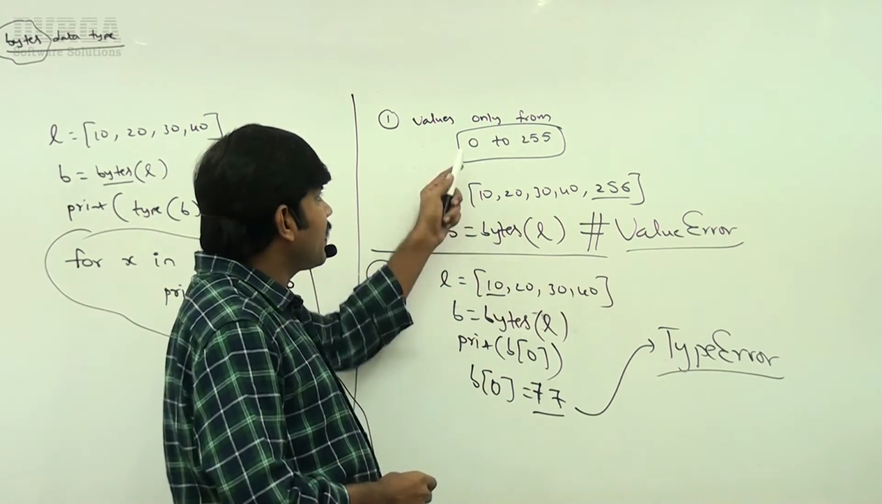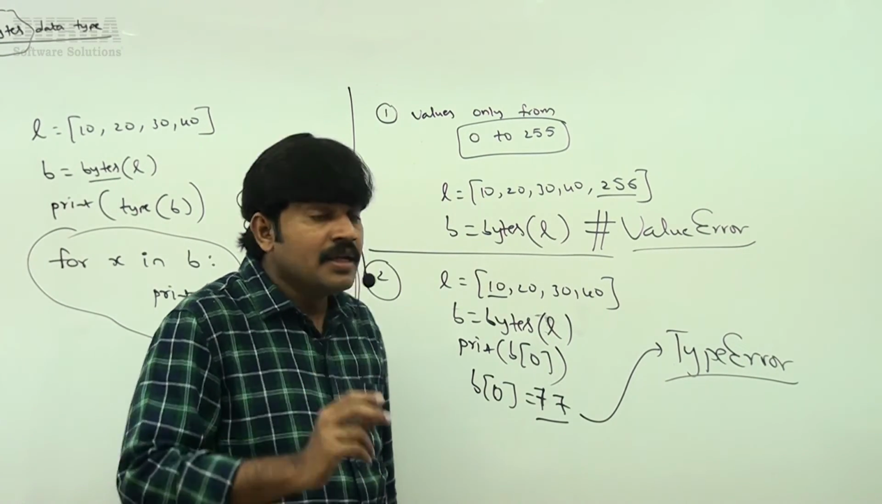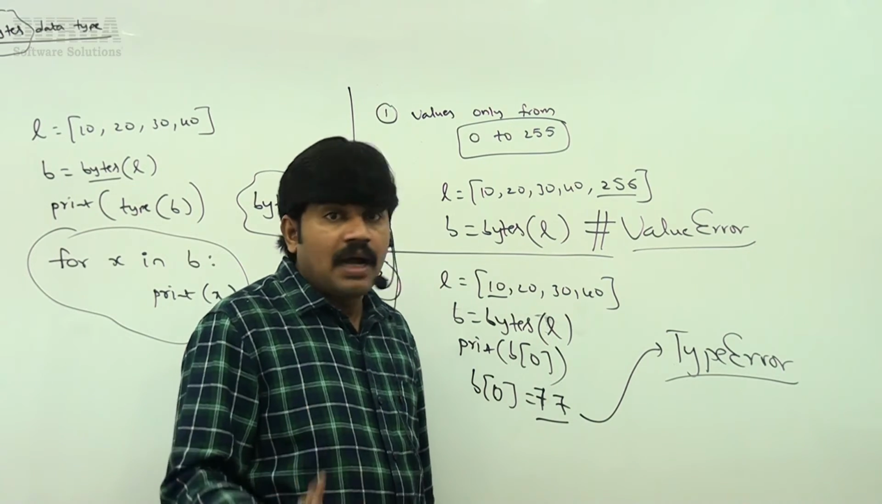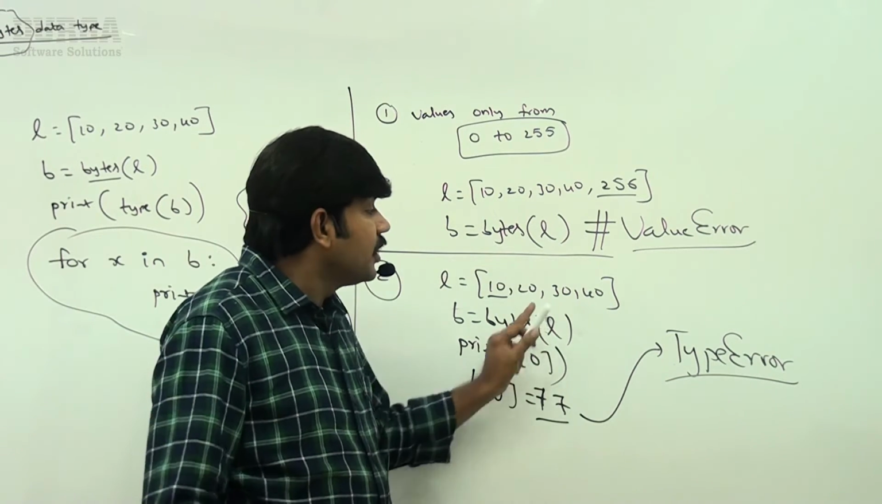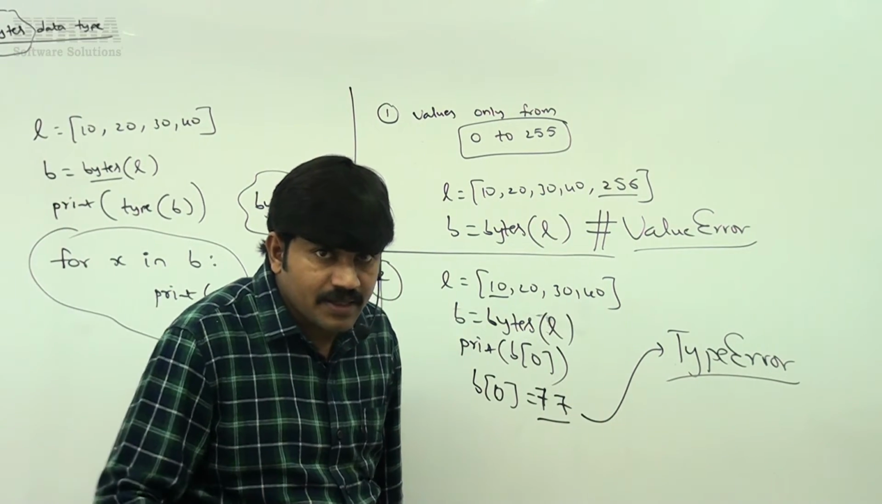The valid range is 0 to 255 only, the allowed elements in bytes. Next, the indexing concept and slicing concept are applicable, but mutability, you can't change it. It is immutable by default. Any doubt? Clear, right? Up to this, it's very clear for you about the bytes data type.